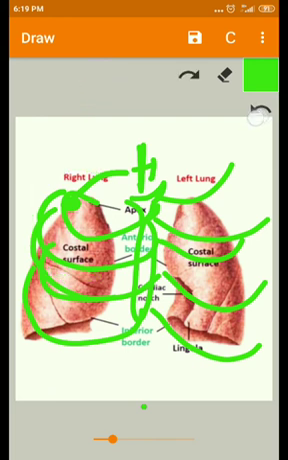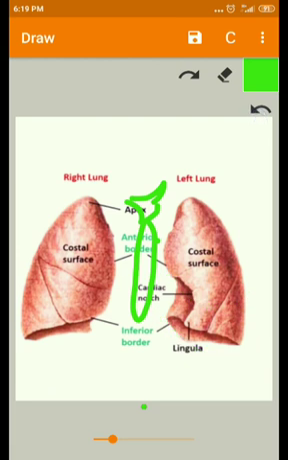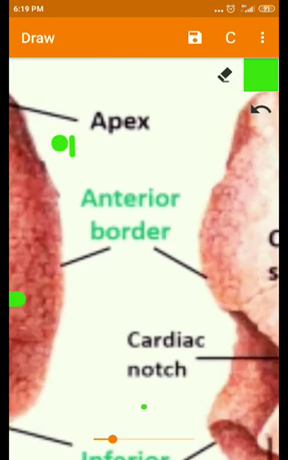This is about the surfaces of the lung. So these are all the features which are seen on the lungs: it has an apex and base. Apex is present on the upper end and base at the lower end, and this base is resting on the diaphragm. It has three borders: anterior border, posterior border, and the inferior border. And it has two surfaces, the costal surface and the mediastinal surface.